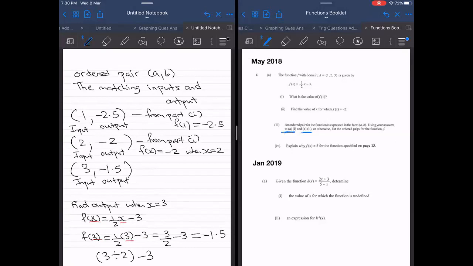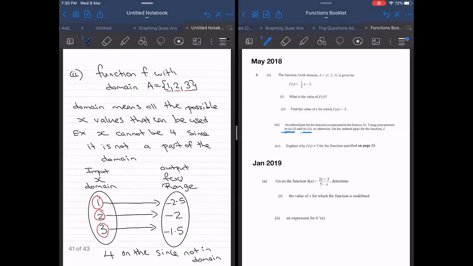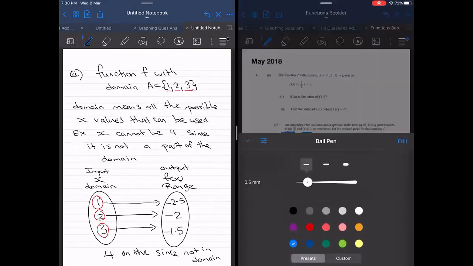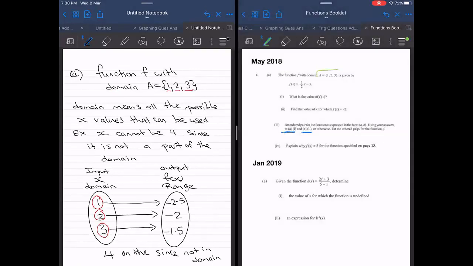So you say, okay, what inputs am I supposed to use? I explained to them that this part of the question, where it tells you domain A equals 1, 2, 3, the domain is telling you the x values. That's the definition of a domain: the x values that you are allowed to use. So you can use 1, you can use 2, you can use 3, but let's say somebody uses 4. They will get it wrong because 4 is not a part of the domain.